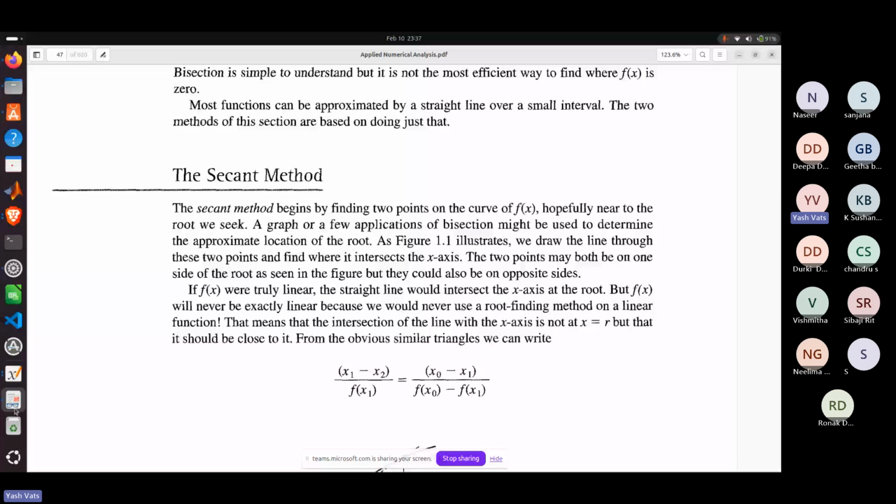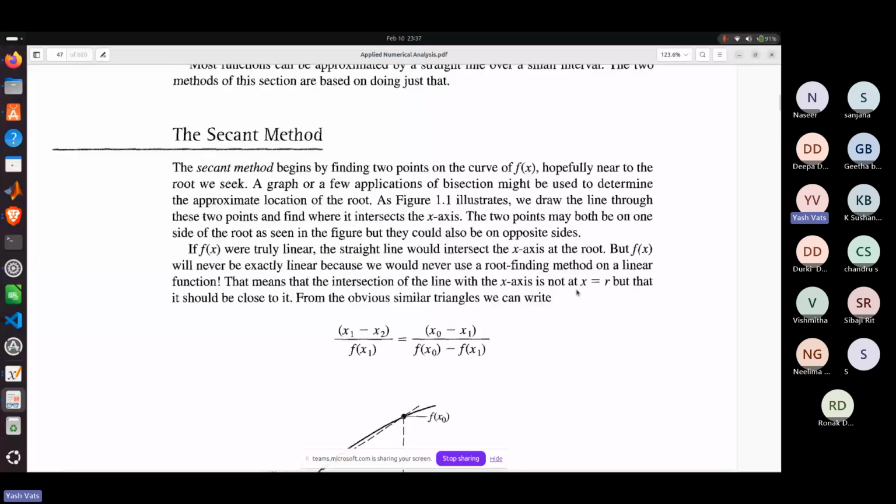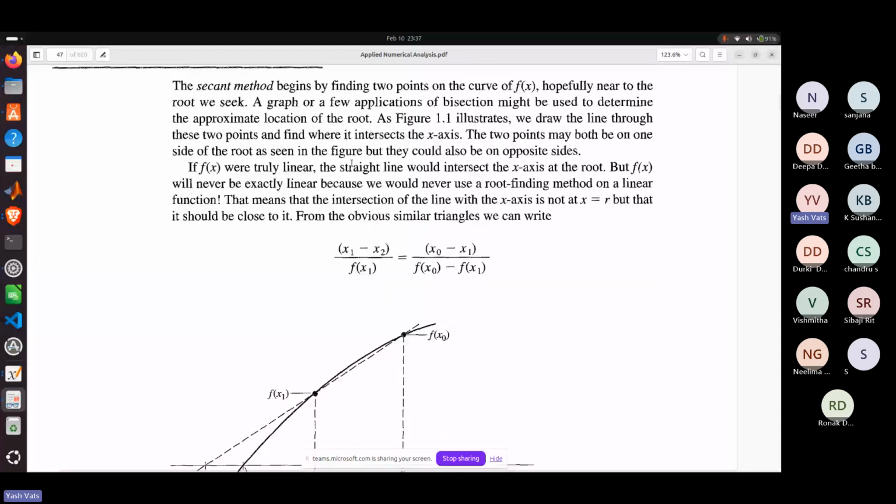And if your f(x) is truly linear, then a straight line would intersect the x-axis at the root. That is a key point. So you don't need the secant method for that. If f(x) is linear, meaning just a straight line, you find that root easily without doing anything. But if your f(x) is not linear, then you have to use some root finding method like the bisection one, but you can use the secant method. So let's see why it is important.